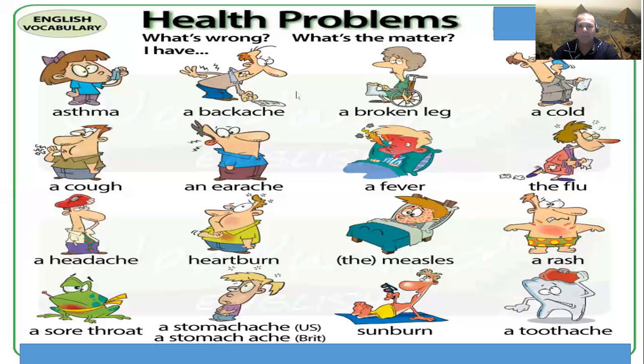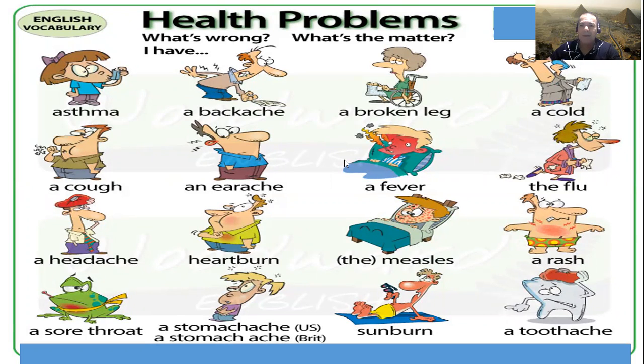So this is the pronunciation for these common health problems. One more time: asthma, cough, headache, a sore throat, a backache, an earache, heartburn, stomachache, a broken leg, a fever, the measles, sunburn, a cold, the flu, a rash, and a toothache. Notice that what you see in parentheses means that you can omit it or not. You can say the measles, or you can only say measles, not a problem.